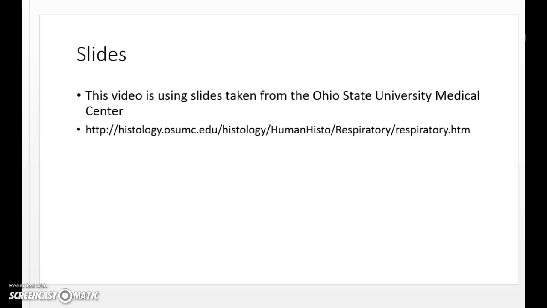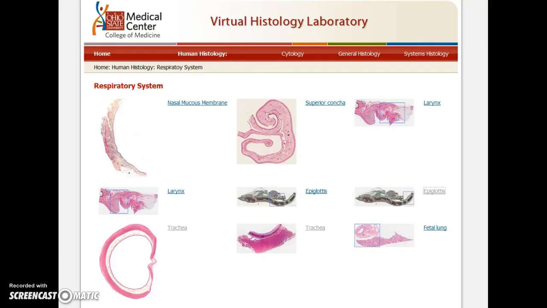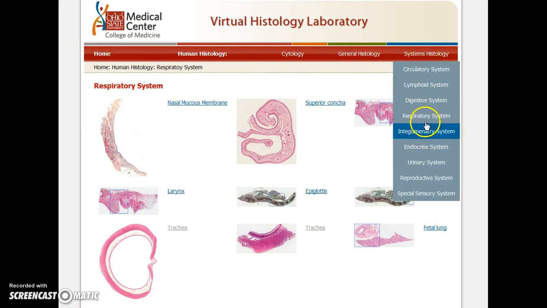The slides I will be using come from the Ohio State Medical University Center, and here's a link that you can use. So here we are at the Ohio State Medical Center website, and I've clicked Human Histology, and I've clicked Systems Histology, and I've gone to the respiratory system.